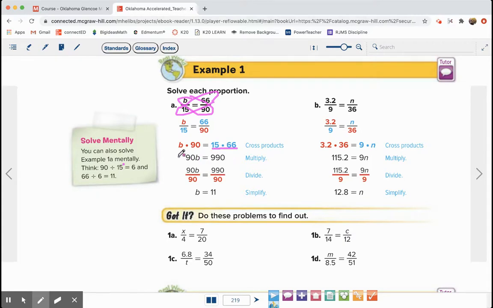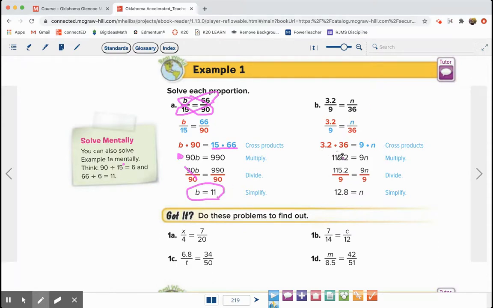Then from here, to solve for b, this is now an equation. We divide both sides by 90, because this is being multiplied, so we do the opposite and divide. That gets rid of that, and I have b equals 990 divided by 90, which is 11. So b equals 11 on that one.